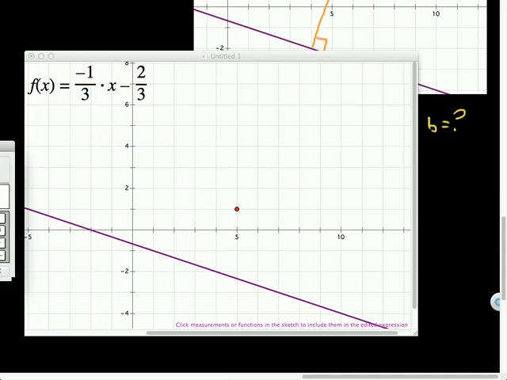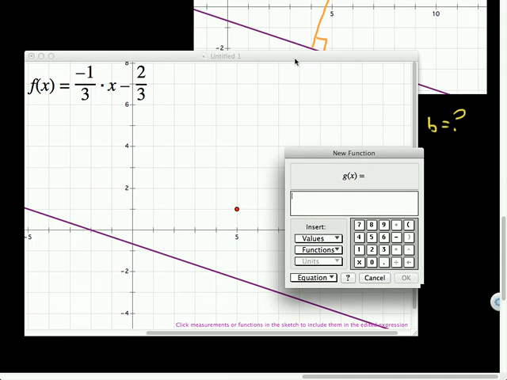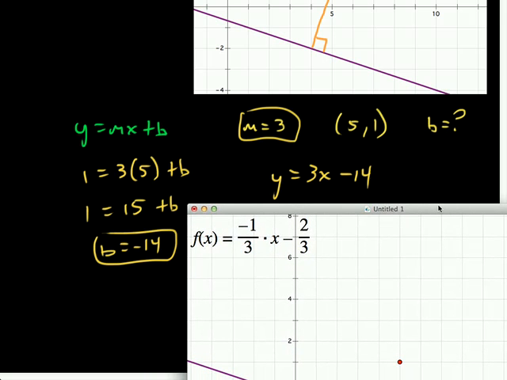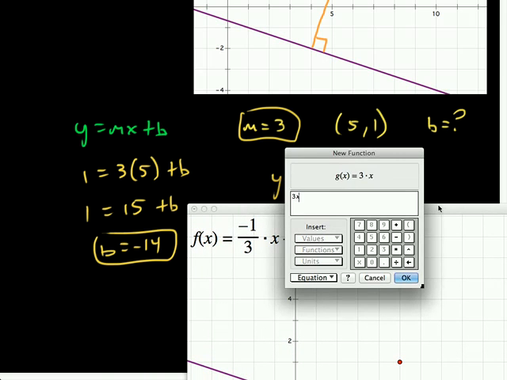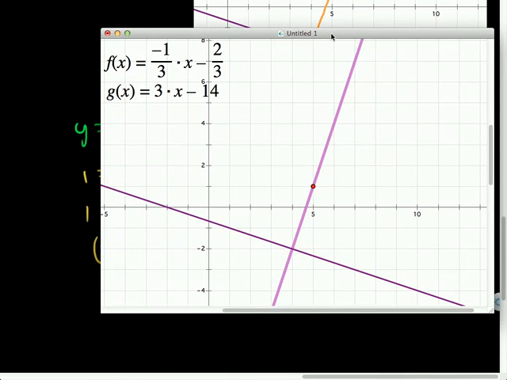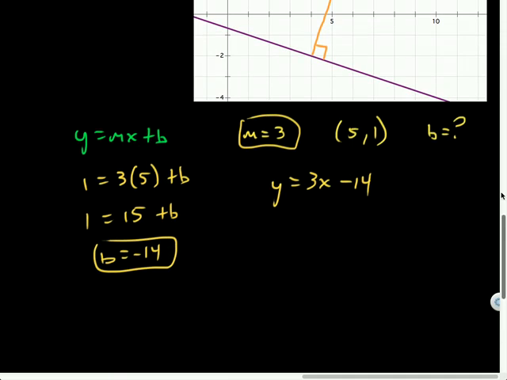Oh, there we are. I'm in the way. Let's see. 3x minus 14. Look, we did it. Hey, look, I found exactly the right line. Those lines are perpendicular. They pass through it. So what I need now is to find the intersection between those two lines and then find the distance between those two points, because that distance is going to equal my radius. All right, so that's what we've got.